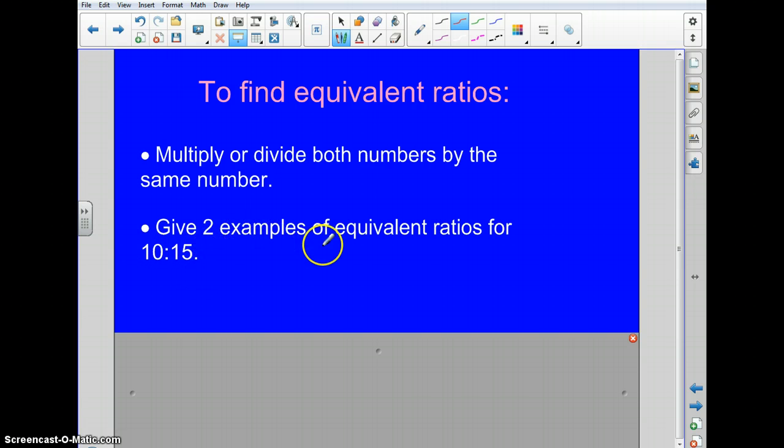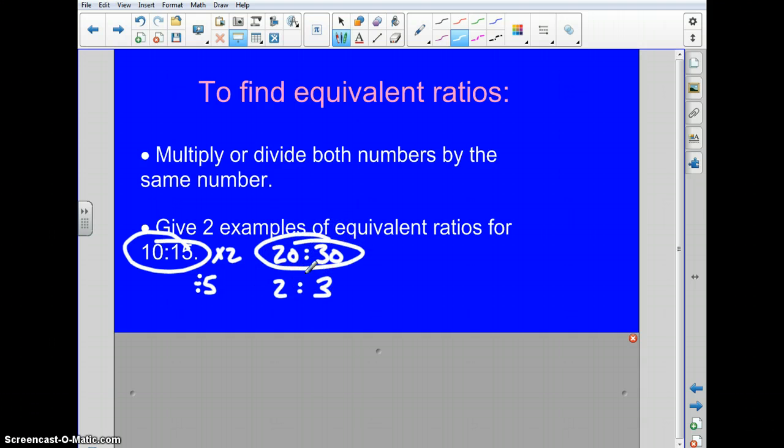So I want to give two examples of equivalent ratios. For my first example, I'm going to multiply both numbers by the same thing. I'm going to multiply them both by 2, and I'm going to get 20 to 30. That would be an equivalent ratio. I could also divide by 5, and I would get 2 to 3. So all three of those, 10 to 15, 20 to 30, and 2 to 3, are all equivalent ratios. They all represent the same amount.